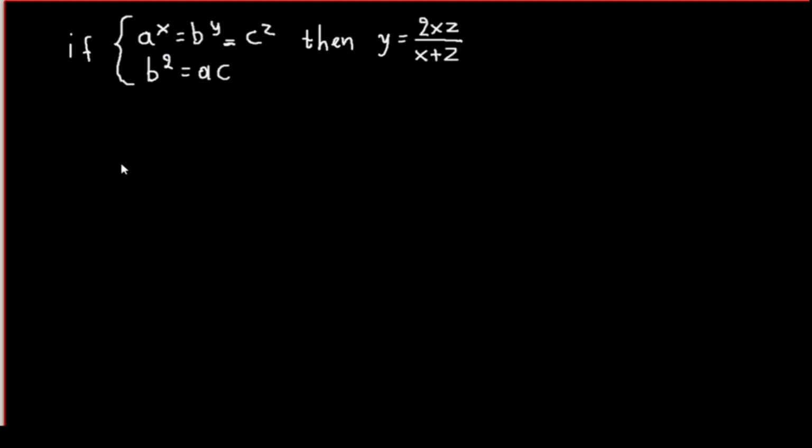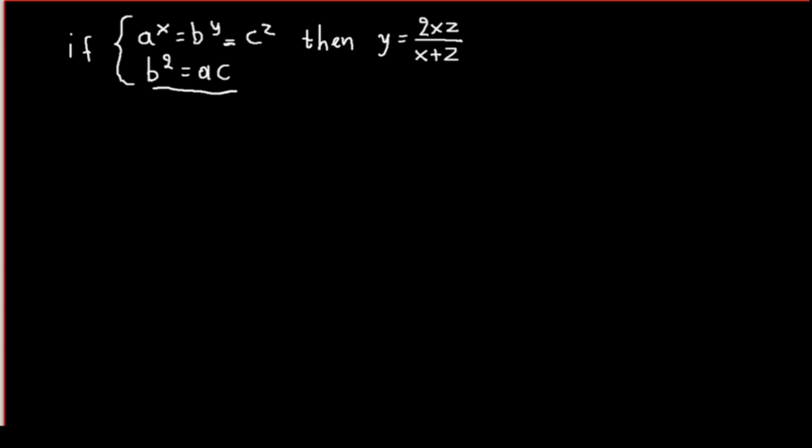So we have as a fact that a raised to the power x equals b to the power y equals c to the power z, and b squared equals a times c. And we must show that y equals the fraction 2xz over x plus z. Let's see how we can solve it.